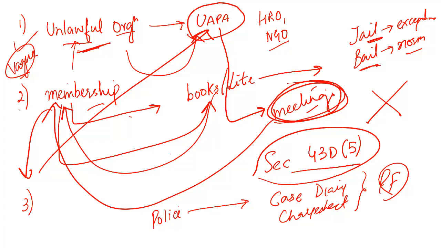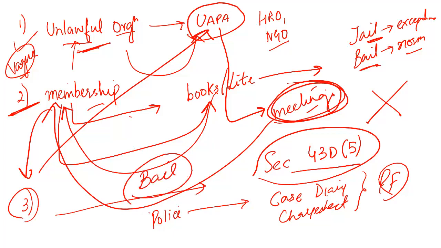Second contentious issue is how do we define who are the members of these unlawful organizations and terrorist organizations? That is something that we have discussed. Third is related to bail provision under Unlawful Activities Prevention Act.